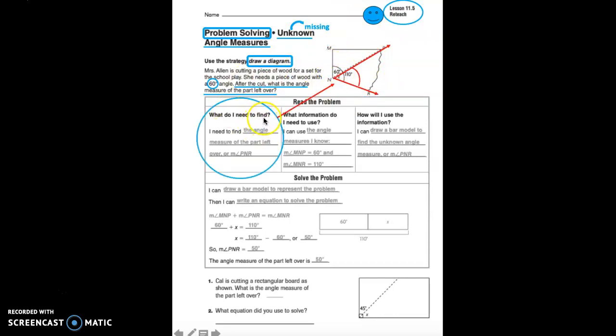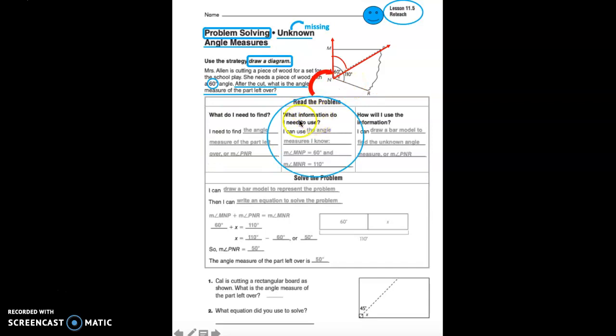So what do I need to find? I need to find the angle measure of the part left over, or the measure of angle PNR, this angle in red, PNR. And you can see it's labeled by X. Don't get confused by the 110 degrees. The 110 is for the entire angle.